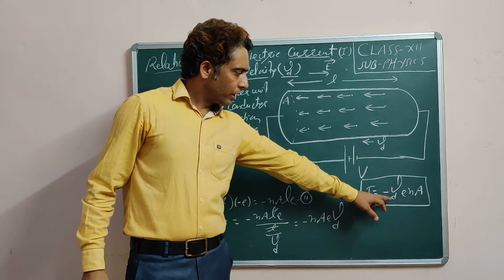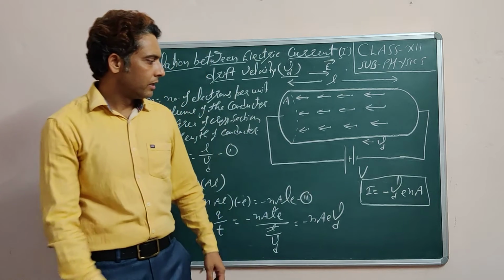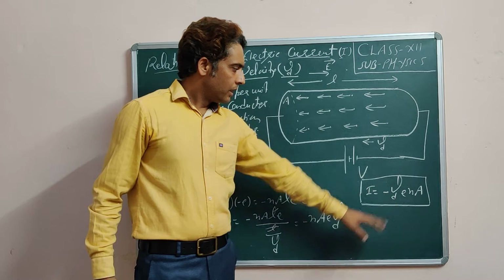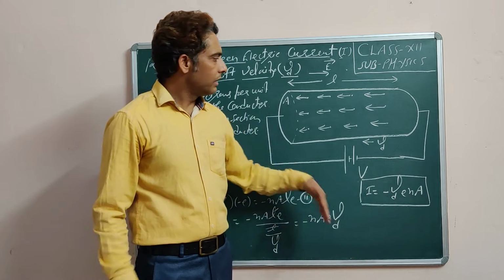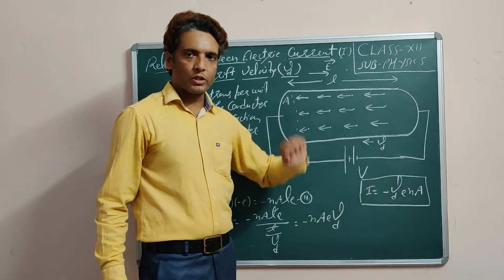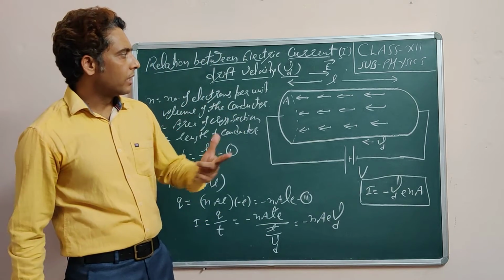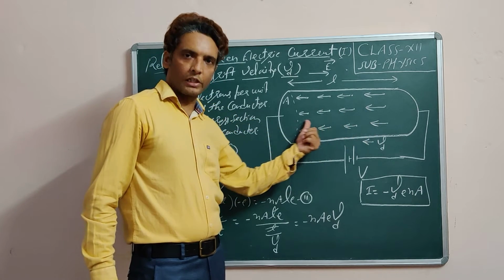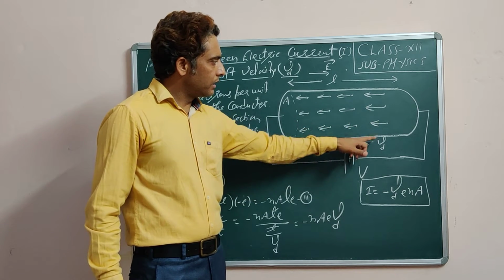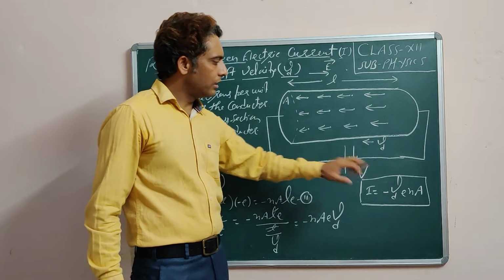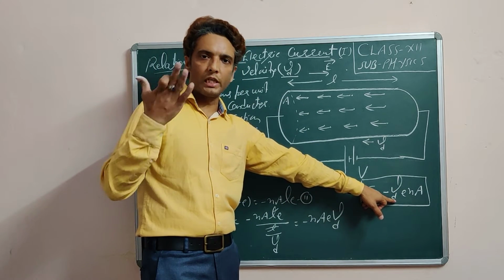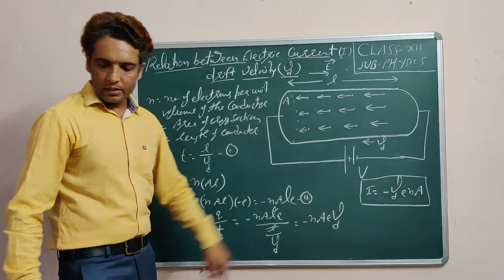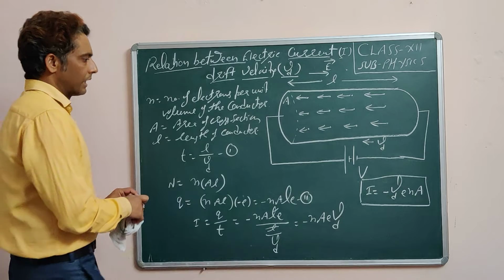Now you can ask of this negative sign. The significance of this negative sign is the direction of flow of current is opposite to the direction of drift velocity. By convention, we know that the direction of current is opposite to the direction of flow of electrons, and this is the direction of drift velocity, means drift velocity is in opposite direction to the direction of electric current. Now we can write this relation in terms of electric field also.